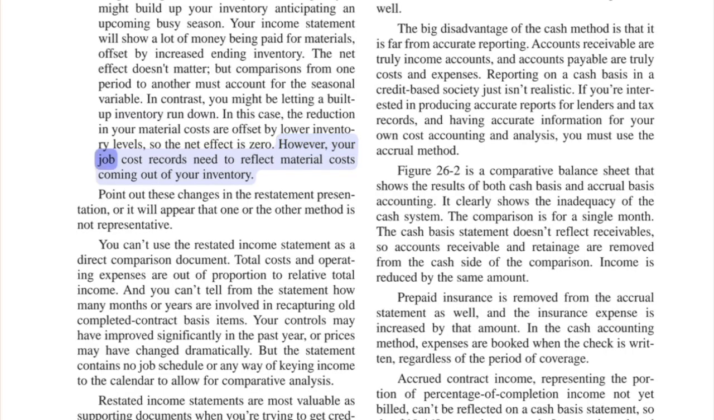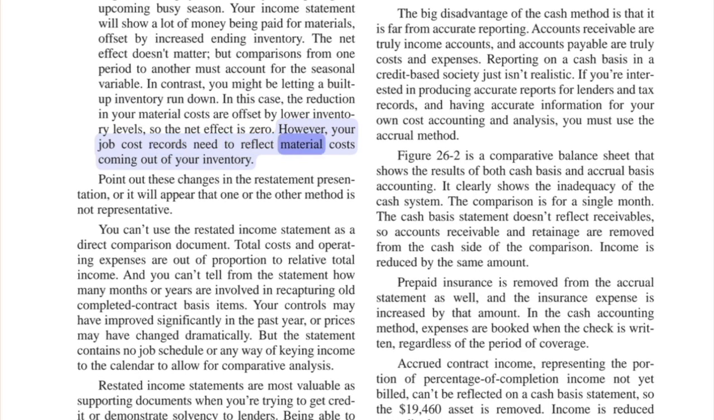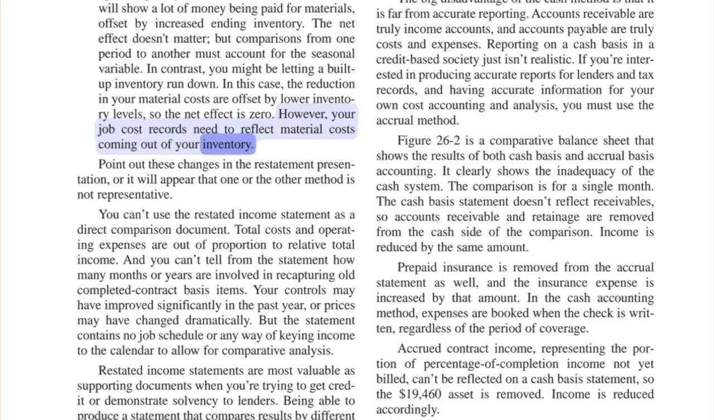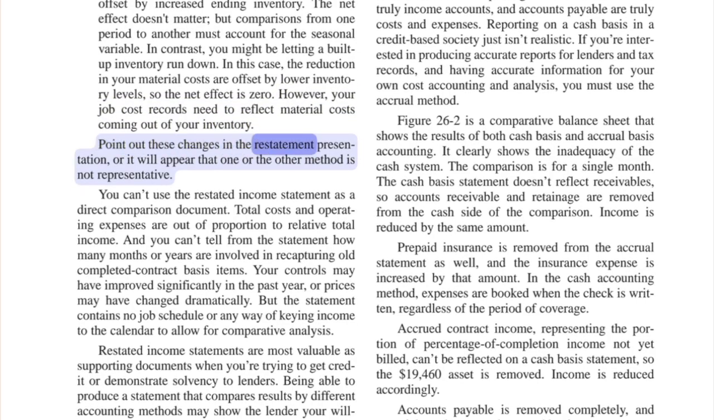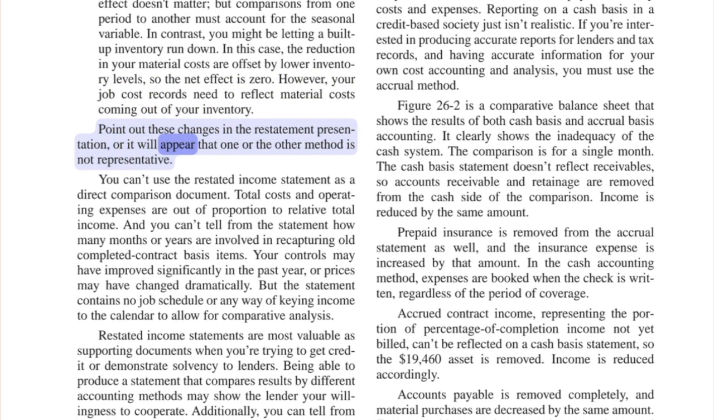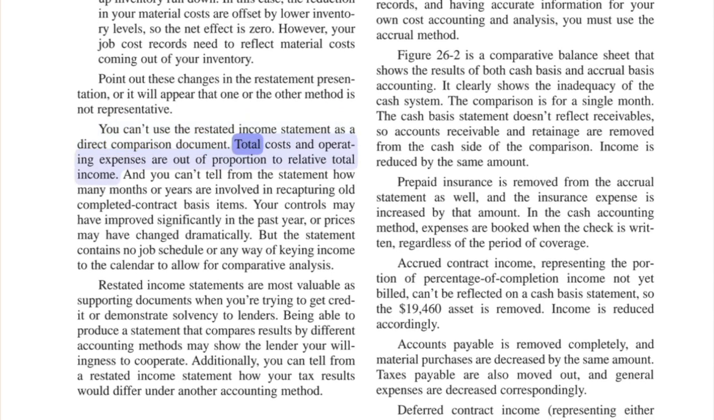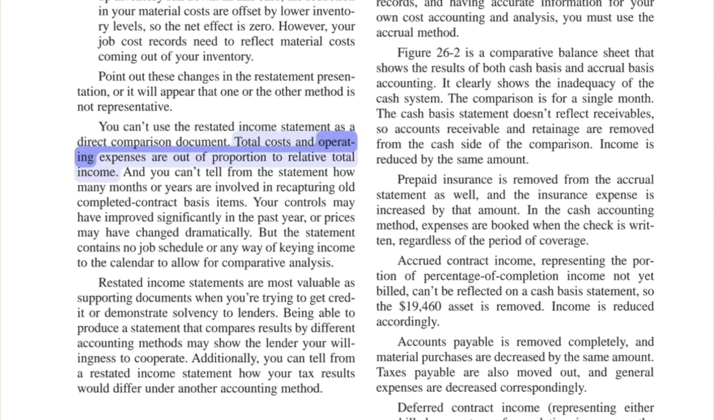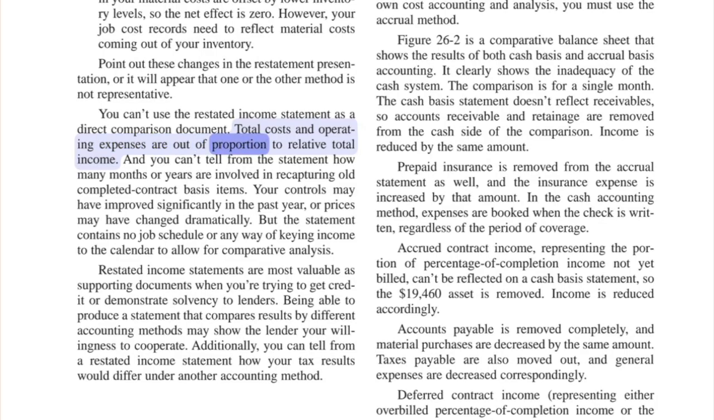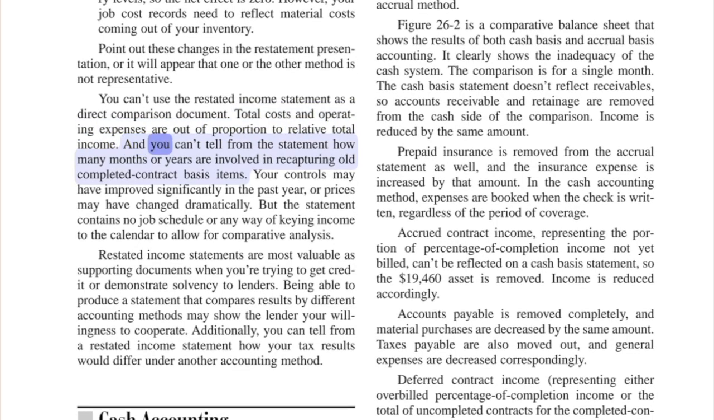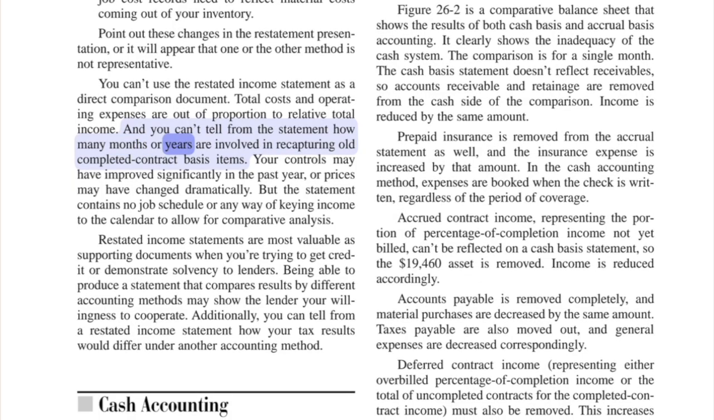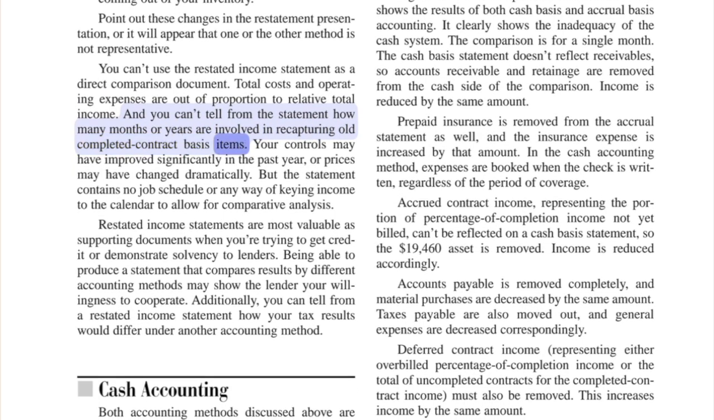However, your job cost records need to reflect material costs coming out of your inventory. Point out these changes in the restatement presentation, or it will appear that one or the other method is not representative. You can't use the restated income statement as a direct comparison document. Total costs and operating expenses are out of proportion to relative total income, and you can't tell from the statement how many months or years are involved in recapturing old completed contract basis items.